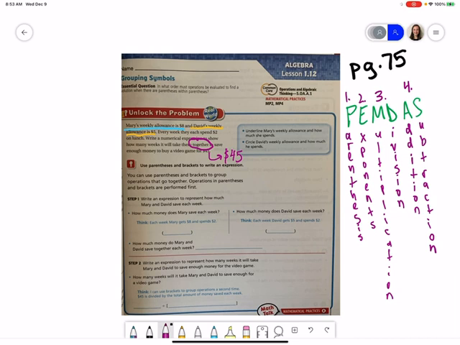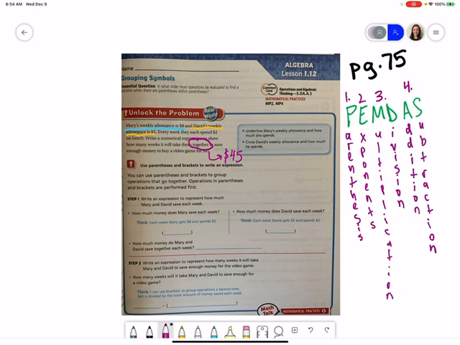All right, so let's go ahead and do this. It says, you can use parentheses and brackets to group operations that go together. Operations in parentheses and brackets are performed first. So if it's in parentheses and brackets, wherever the bracket is around, that is first. And here's the difference. These are parentheses. This is a bracket. Top one was parentheses, bottom bracket.